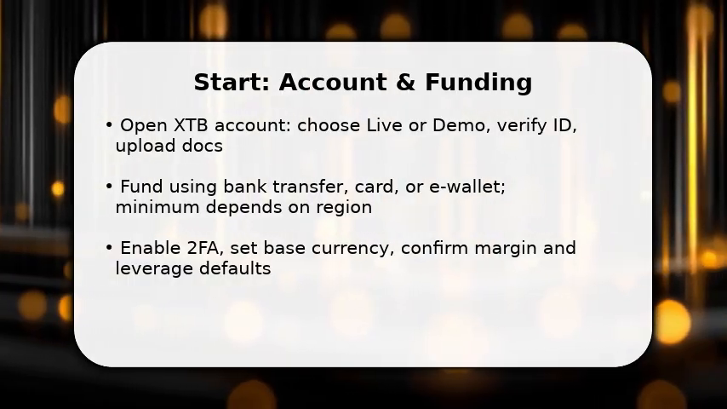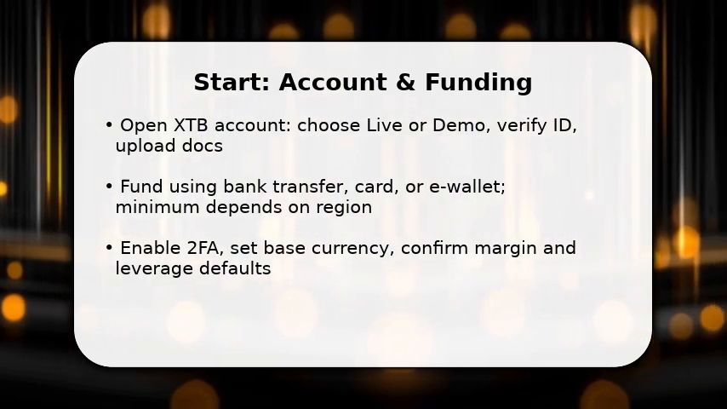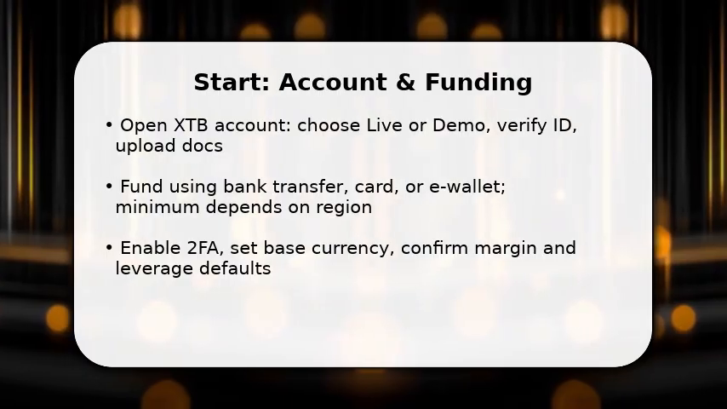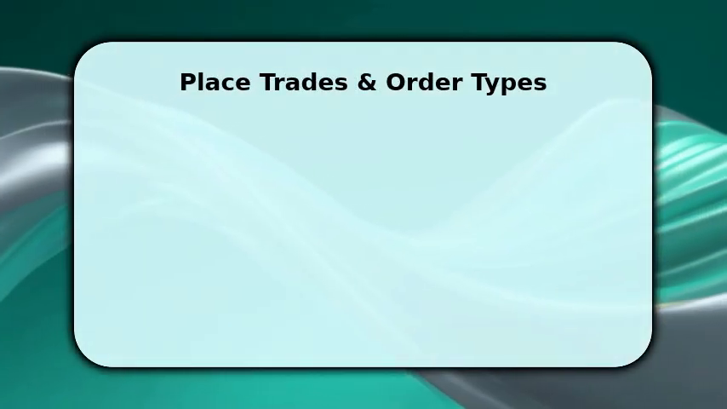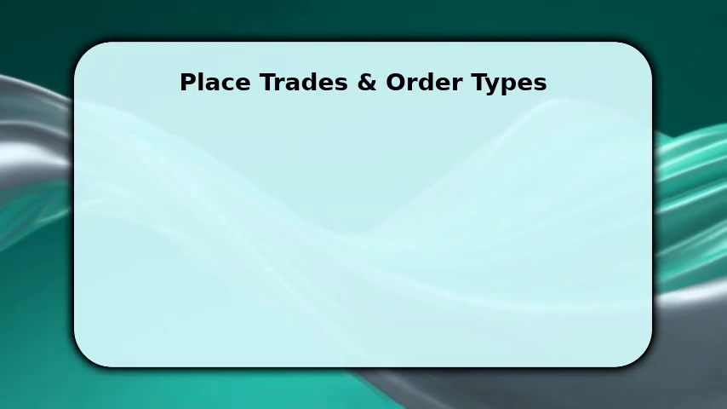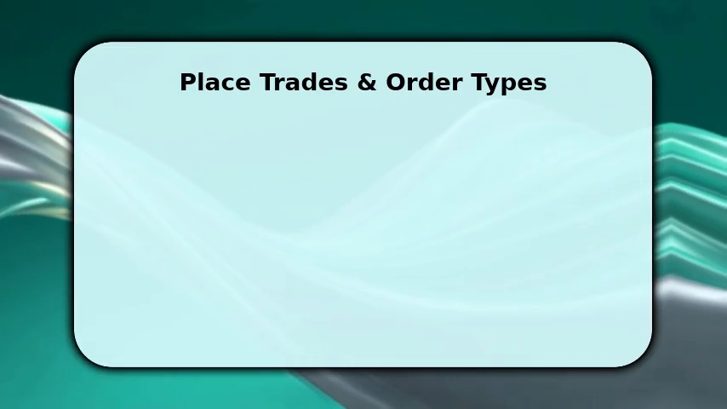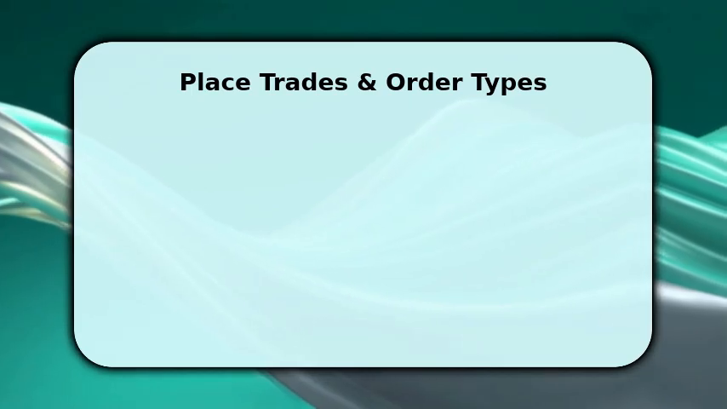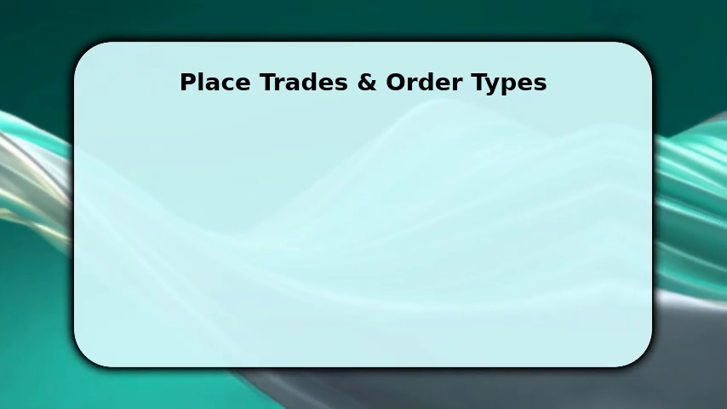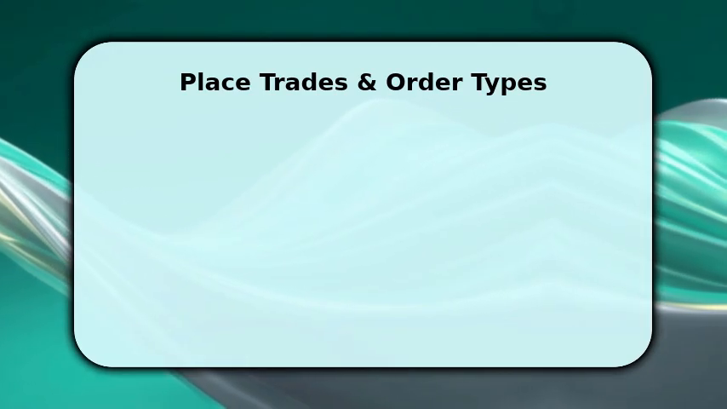The next step is learning the platform layout and placing your first order. Now move into the platform, add assets to a watch list, open the chart, and apply indicators to confirm bias. You place market orders for immediate fills or limit/stop for price-specific entries. Use OCO for paired exit logic. Always define stop loss and take profit in pips or dollars before you submit. This enforces discipline and controls risk.